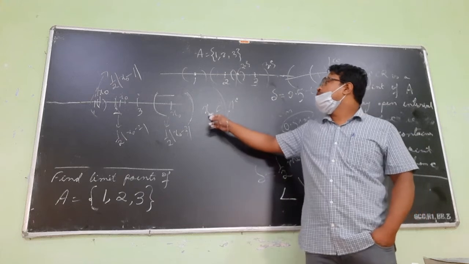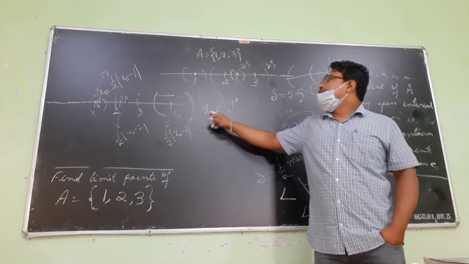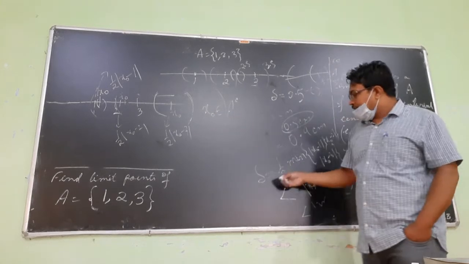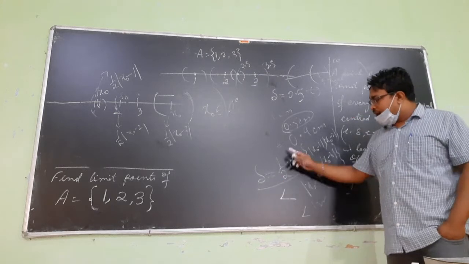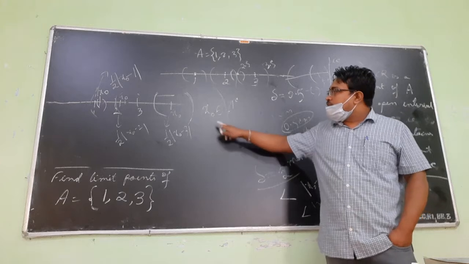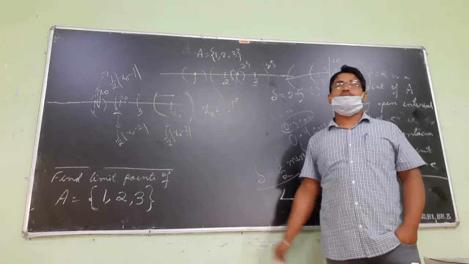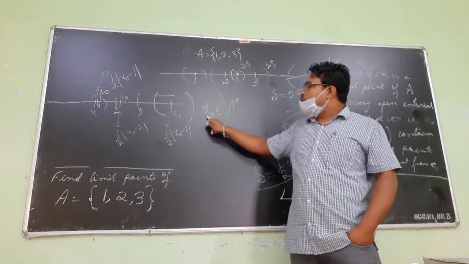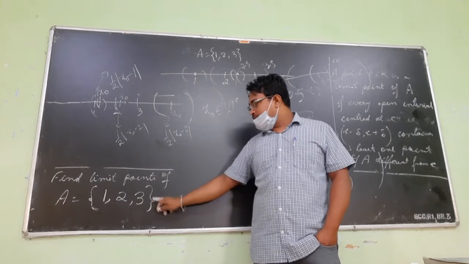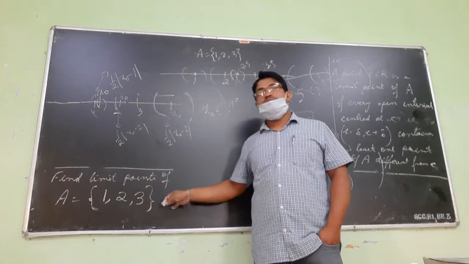Yes, we have already shown: if I take a point, 1, 2, 3 are not limit points. If I take a point outside A, then I can choose the radius delta to be half of this. Then the open sphere with center x naught and radius delta will not contain any other point. So this x naught is not a limit point of the set. So any point outside this set is not a limit point. That means the set has no limit points.